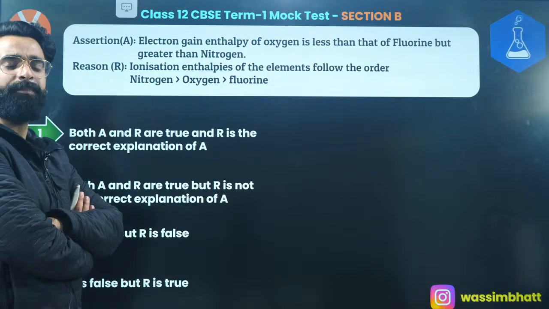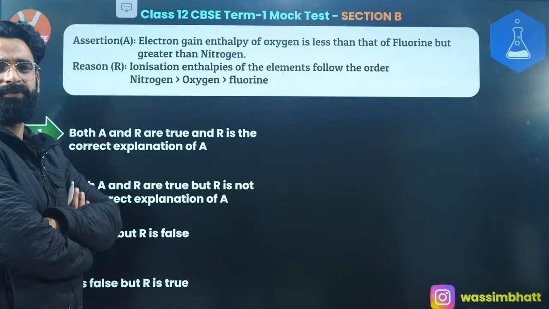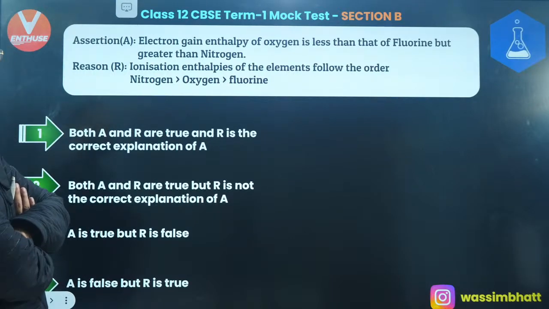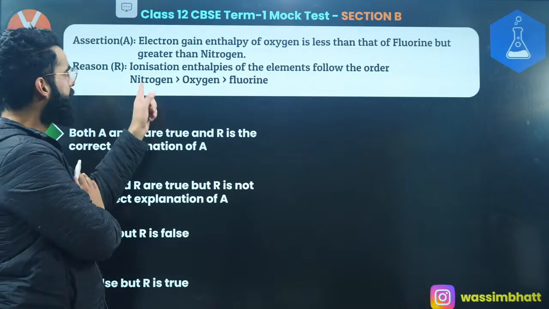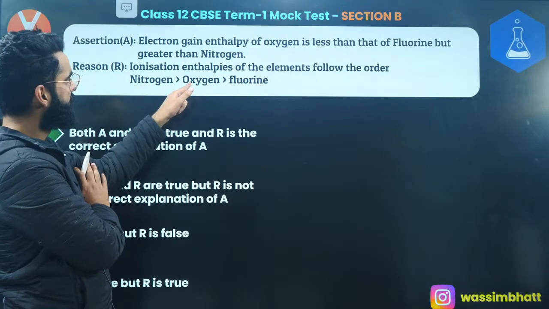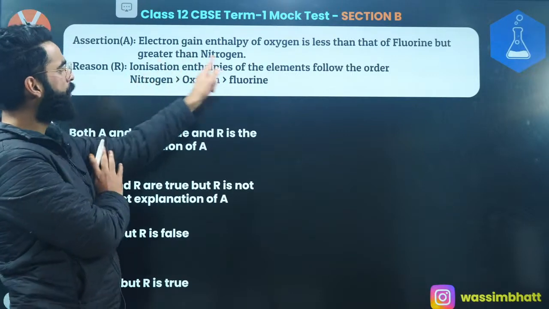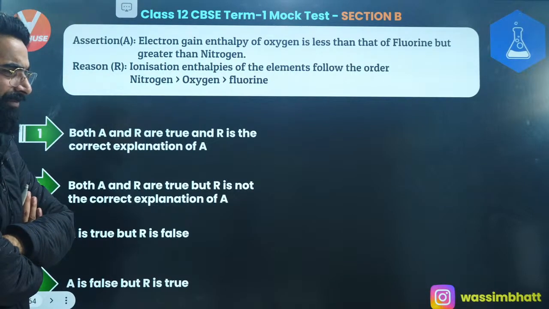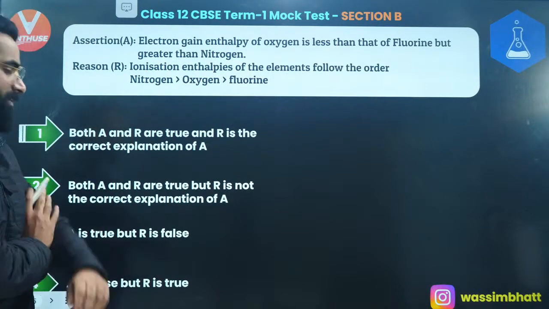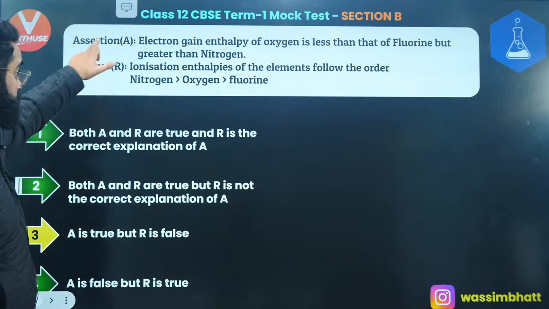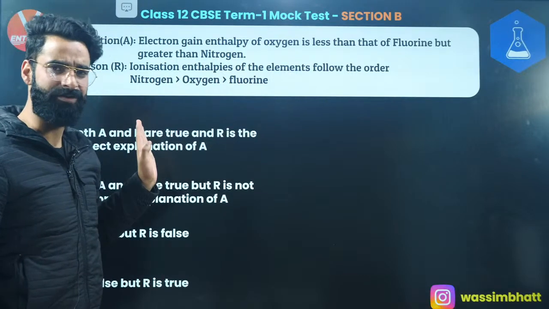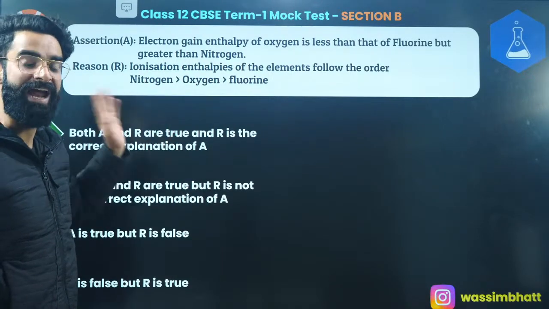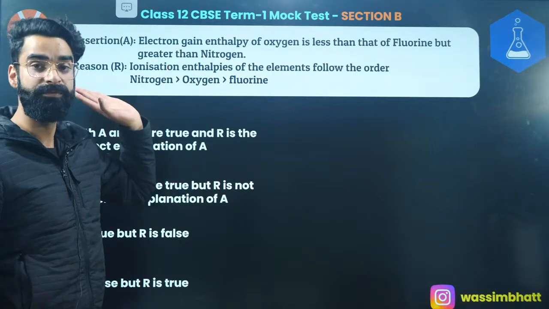On moving from left to right, what happens to electron gain enthalpy? It increases, generally. If you talk about the reason, ionization enthalpy of elements follows the order: nitrogen, no doubt, has more ionization energy than oxygen. But does nitrogen have more ionization energy than fluorine? What do you think about the reason? Is the reason correct? No way. A is true. On moving from left to right, electron gain enthalpy increases. That's why oxygen will have more electron gain enthalpy than nitrogen and less electron gain enthalpy than that of fluorine, right?